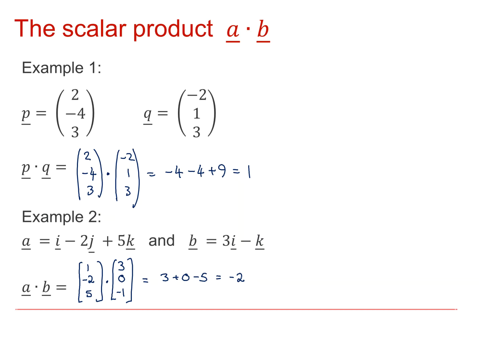The scalar product is sometimes called the dot product because of the symbol that we use. It has a size but no direction. Note that the scalar product is commutative because we are simply multiplying numbers together, and multiplication of numbers is commutative.